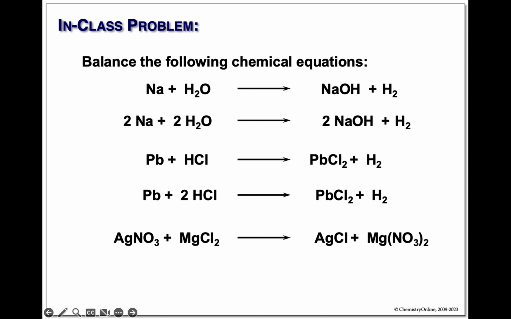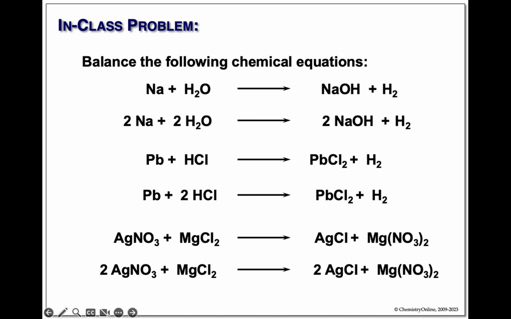We have one silver, one silver. We have one nitrate, we have two nitrates. So we're going to have to fix that with a 2. That gives us 2 silvers. Need another 2. One magnesium, 2 nitrates, 2 nitrates, 2 chlorines, 2 chlorines. I think that's it. By gosh. Any questions?